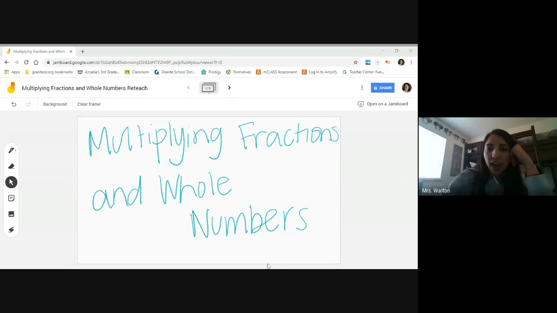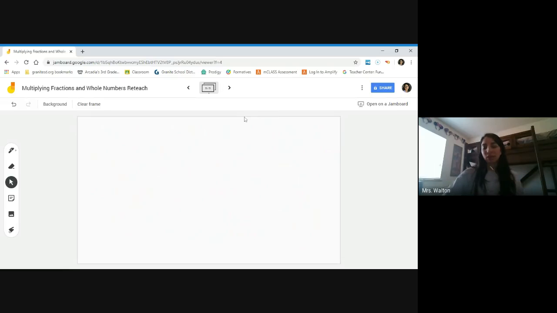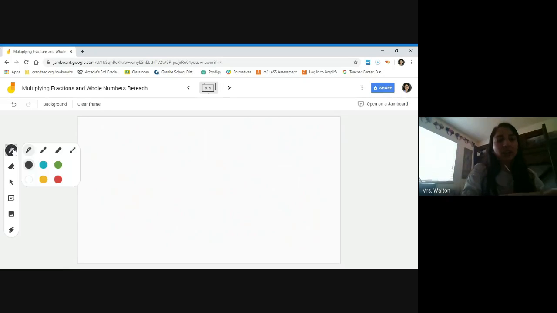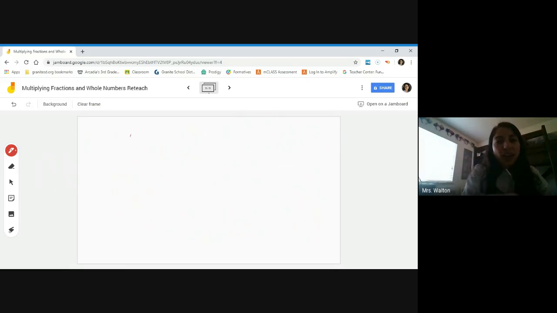Here, I'll go through some of my old stuff, but here is some new stuff. Levels 2 and 3 are the exact same, so if you can do level 2, you can do level 3. Let's see, we have a problem like this: 10 times 1/5.